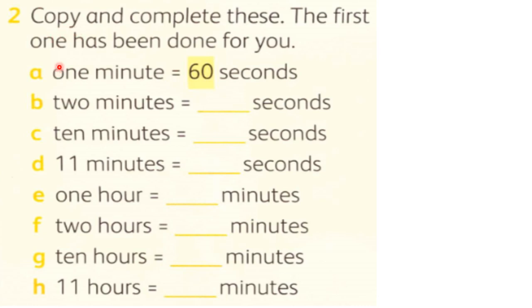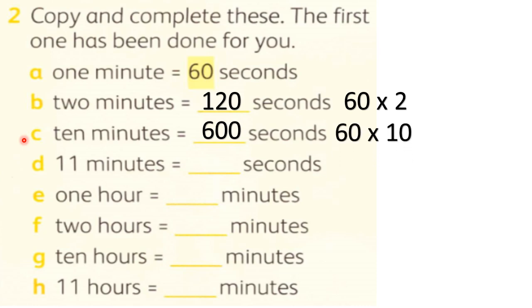So, exercise 2B. 2 minutes equals 120 seconds. Remember, 1 minute is 60 seconds. 2 minutes is 60 times 2. 10 minutes is 600 seconds because it's 60 times 10. Remember, in 1 minute there are 60 seconds.